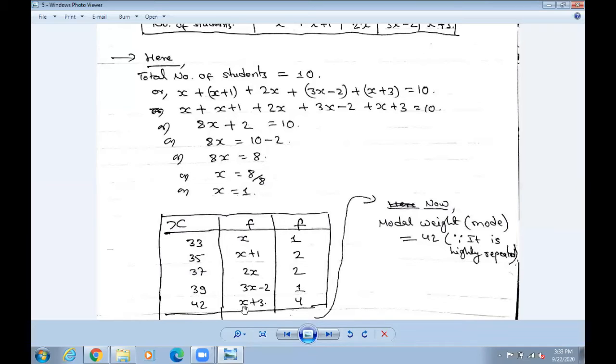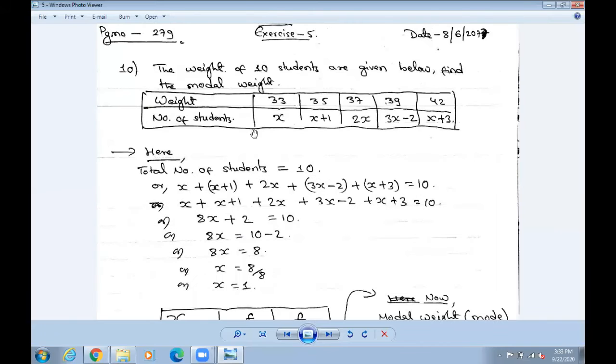Here also x means 1, so 1 plus 3 is 4. Otherwise use a calculator. So x means 1, so 1 will be the answer here. 1 plus 1 is 2, 2 ones are 2. 3 ones are 3, minus 2, how much, 1, isn't it? So 1 plus 3 is 4. In this way you will get the values of frequency. Both of these are frequency, so in both cases I have written f, but this is in terms of x. Now what was the question? Find the modal weight, that means find the mode.